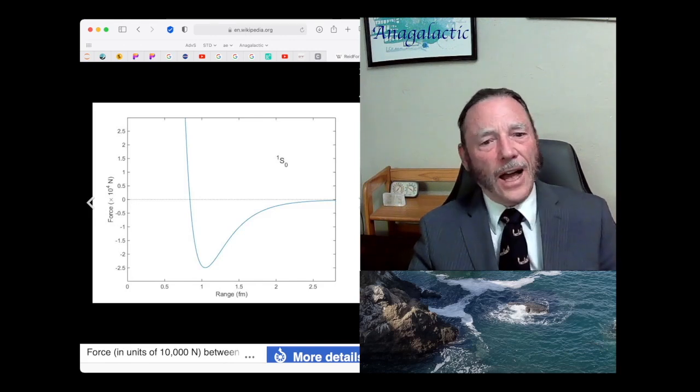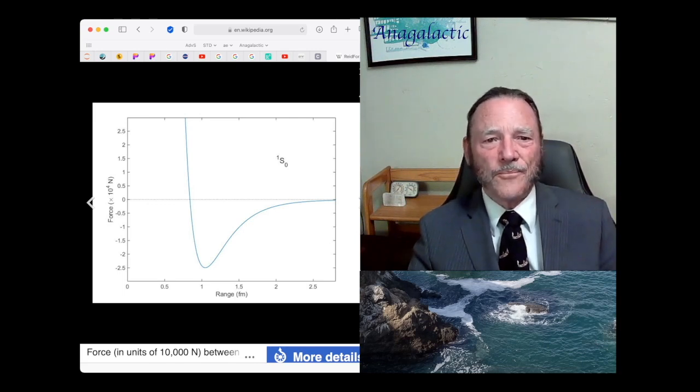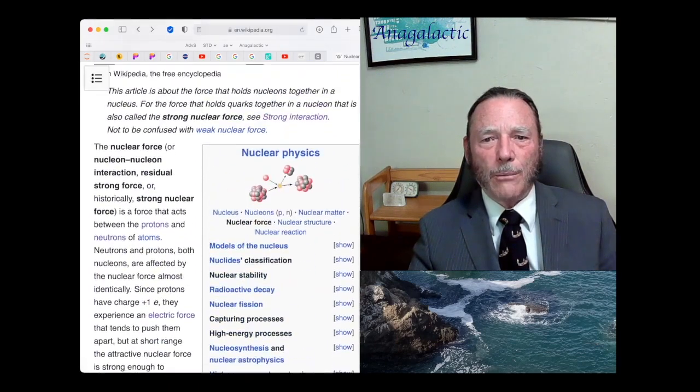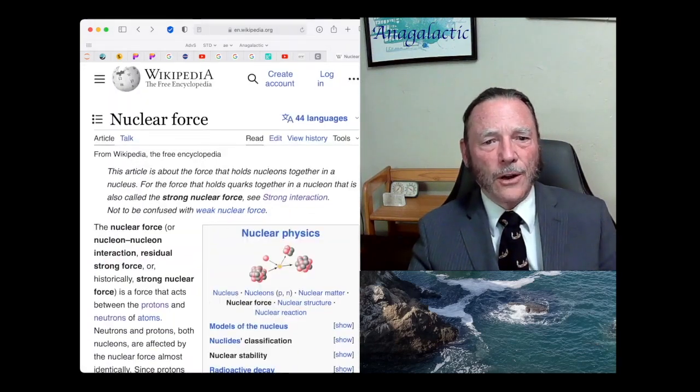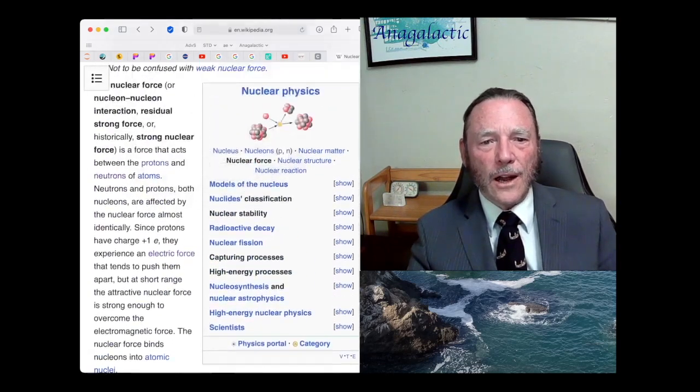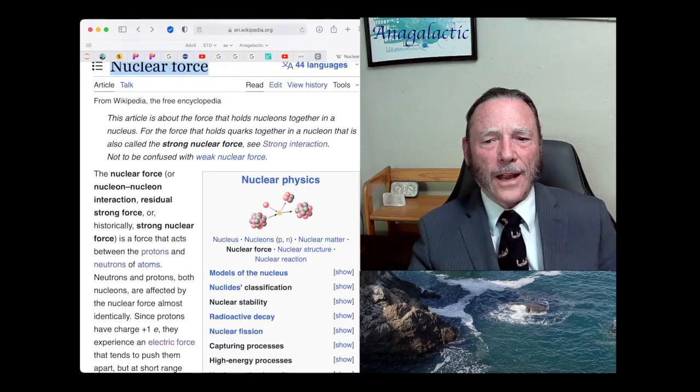This is not Rogers' curve, because he did not draw this. A computer drew this for Wikipedia. And let me show you the name of this article. You probably saw it, but let's make sure. Nuclear force in Wikipedia, the free encyclopedia. Nuclear force, which is what? The nucleon-nucleon interaction.